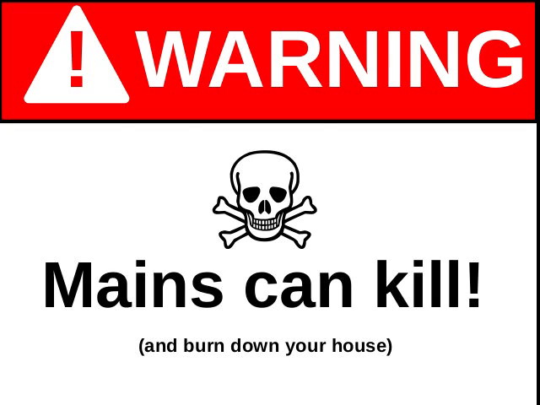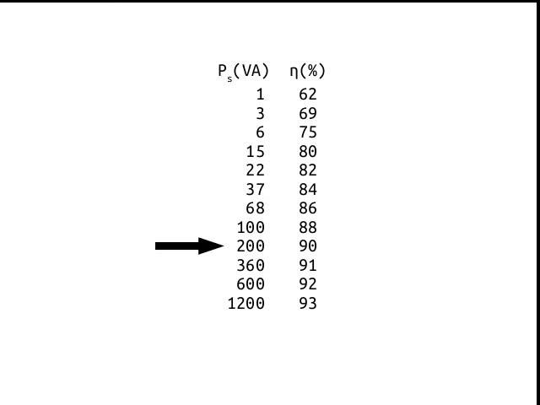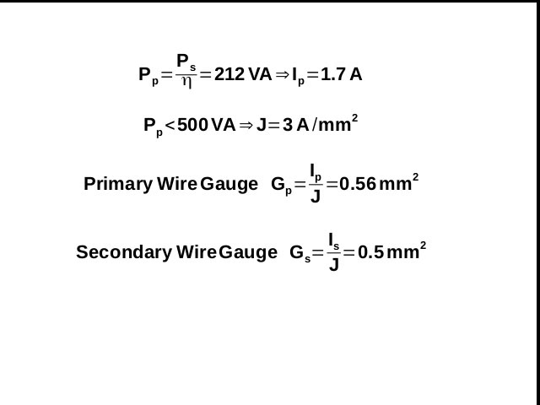Here is our basic data. Our secondary power will be 190.5 VA. Consulting our efficiency table, we can set efficiency to 90%. This will give us a primary power of 212 VA, which means we estimate the primary current to be 1.7 amps. Since we are under 500 VA, we will use a current density of 3 amps per square millimeter.